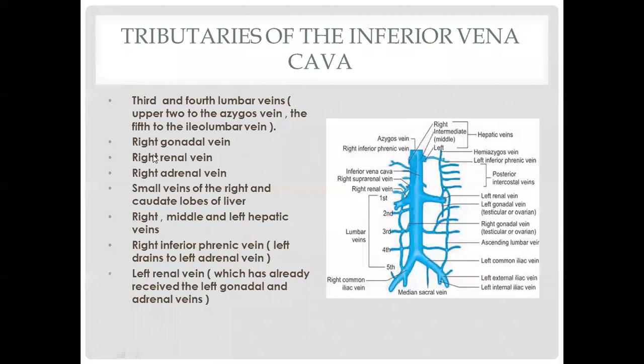On the right side, the right gonadal, right renal, right adrenal veins and small veins from the caudate lobe of the liver enter directly into the IVC. There is the right inferior phrenic vein as well. The left inferior phrenic vein enters the left adrenal vein, and then the left renal vein, and subsequently enters the IVC.